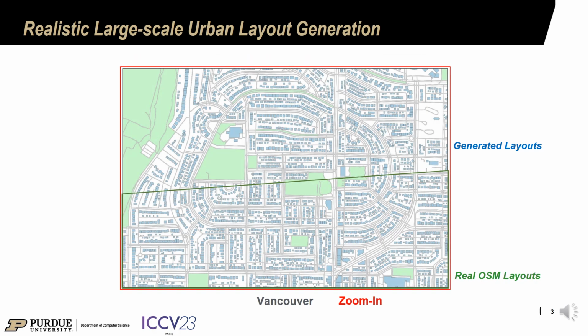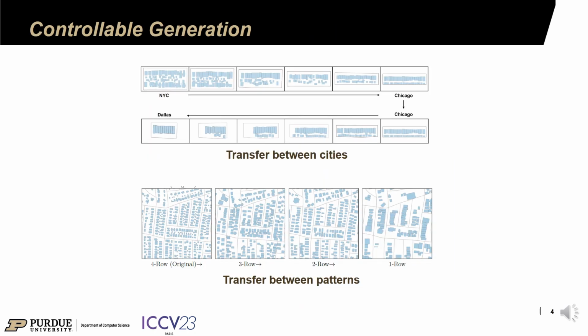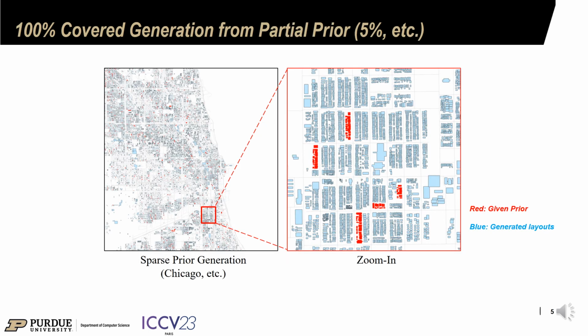Its lightweight network accomplishes city-level generation in minutes. By latent inversion and manipulation, we also support multiple ways of controllable generation between different cities or different patterns. Moreover, GlobalMapper enables 100% covered generation given only partial layout priors by distance-weighted latent inversion. It successfully addresses the data equity issue for cities with severe data missing.